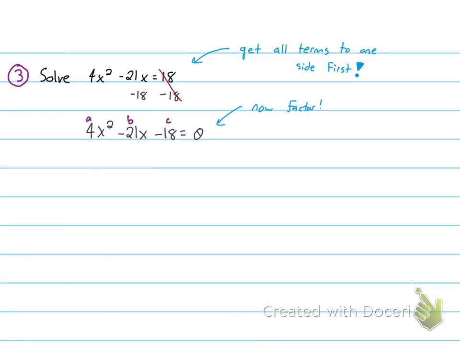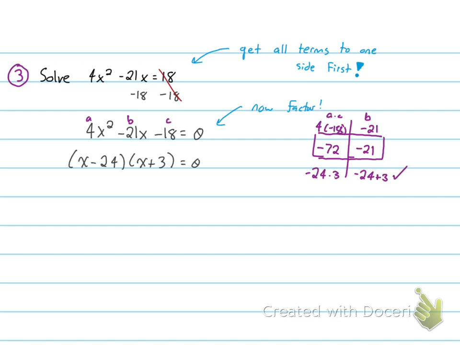I have my a, b, and c values. So I'm going to make my AC chart. This one's going to be a little bit trickier because you have an a value greater than 1. I want two numbers that multiply to give me 4 times negative 18 and add up to negative 21. So 4 times negative 18 is negative 72. Again, adds up to negative 21. Thinking through that, negative 24 times 3 would work because negative 24 plus 3 gives you negative 21.